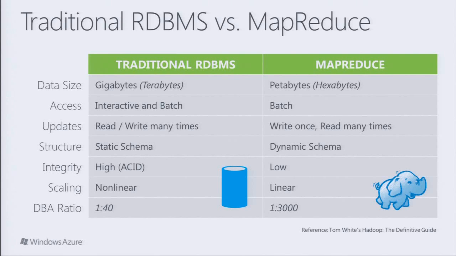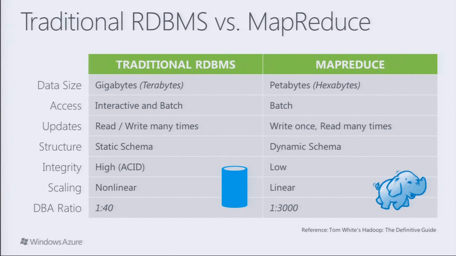And you do a lot of reads and writes to the database system. The schema is very restrictive and it's static. So once you've made the table, if you alter it, you essentially have a very different schema than what you had before, and you might break the code that talks to it. Another very important aspect of a traditional RDBMS is the ACID property. The scaling is nonlinear, and the DBA ratio is 1 to 40.